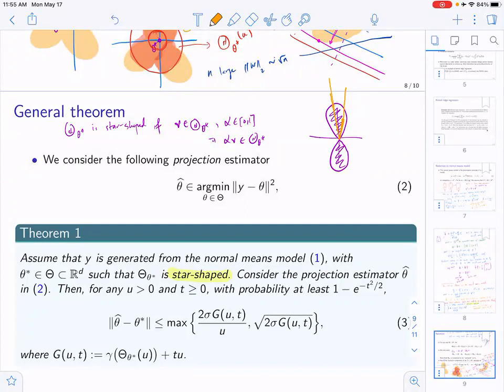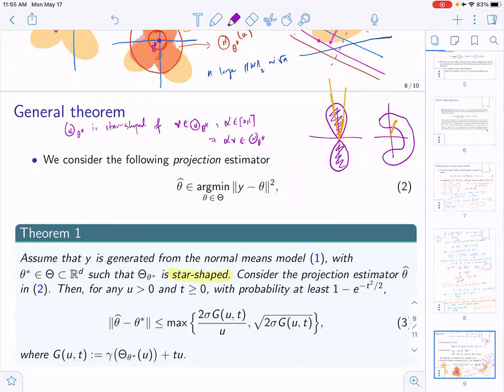Something which is not star shaped is, say, something like that. If I take a point here and join it to the origin, some part of the segment is outside the set. So this is a fairly mild condition. It's much more relaxed than convexity. If things were convex, then this would happen, but this is much milder.